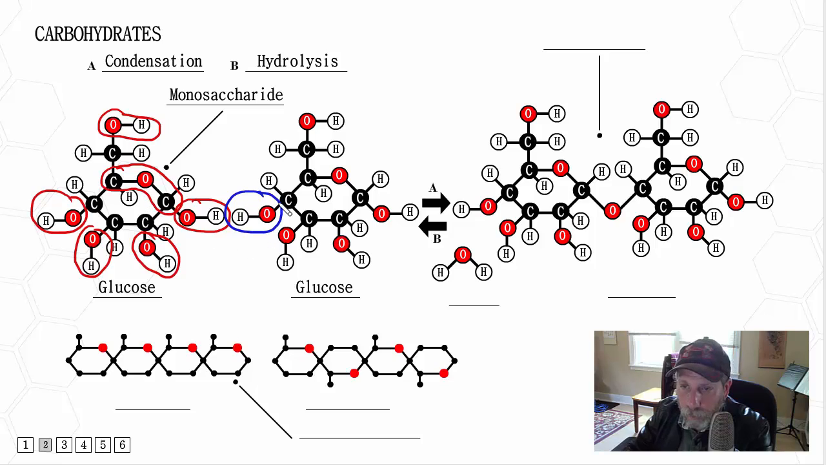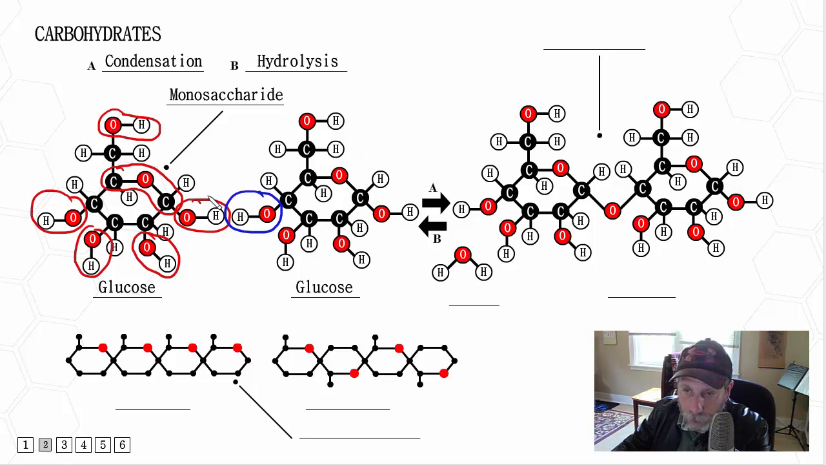But when two of these glucose monosaccharides, single sugars, are close together, the hydroxyl groups, this hydroxyl group on this carbon and this hydroxyl group on this carbon, they react. Now, you might remember I said in a previous functional groups tutorial, it's the functional groups that determine the reactivity of the molecule.